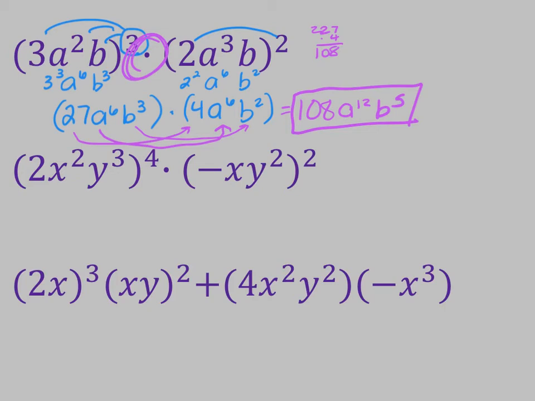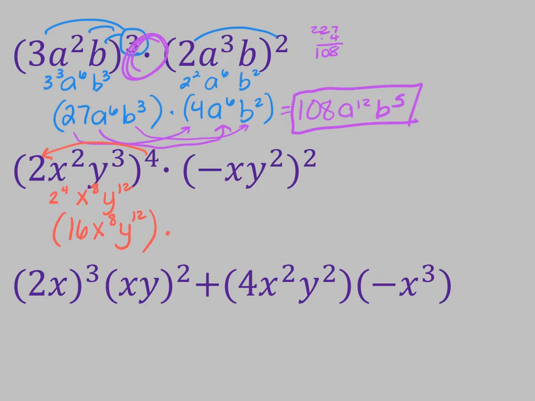All right, now we go to the second one. So 2 to the second raised to the fourth is 2 to the eighth, or, sorry, 2 to the second raised to the fourth is 2 to the fourth. Then X to the second raised to the fourth is X to the eighth. Y to the third raised to the fourth is Y to the 12th. 2 times 2 is 4, times 2 is 8, times 2 is 16. X to the 8th, Y to the 12th.